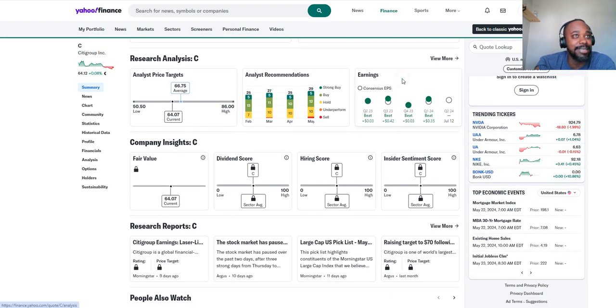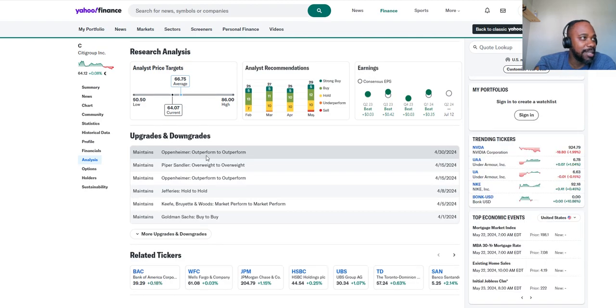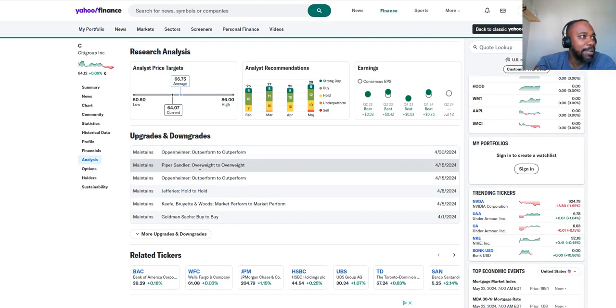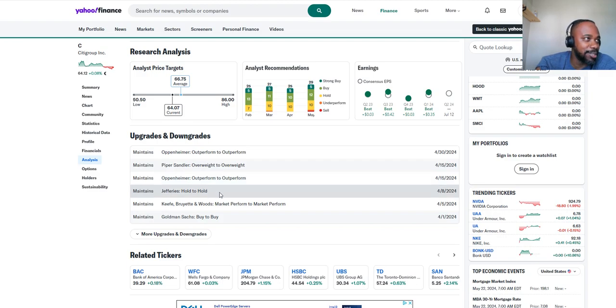All right, now, one of the things I like to look at, and it's funny for me when it comes to banks, is the upgrades and downgrades. So we scroll down to the bottom here, you can see Oppenheimer has them as outperforming. Piper Sandler has them as overweight. So overall, when we look at the latest, a lot of them are not too bullish on them per se when we talk about these institutions, right? But Jefferies has them as a hold, and then Goldman Sachs has them as a buy. So a little bit mixed here. But as long as you dollar cost average, this is an excellent stock to have. And that's pretty much what we've got here to cover.